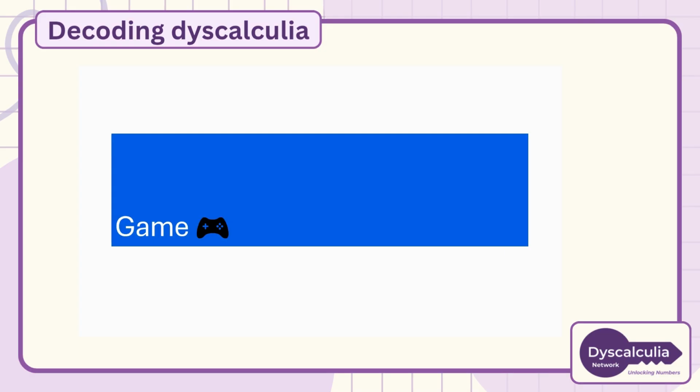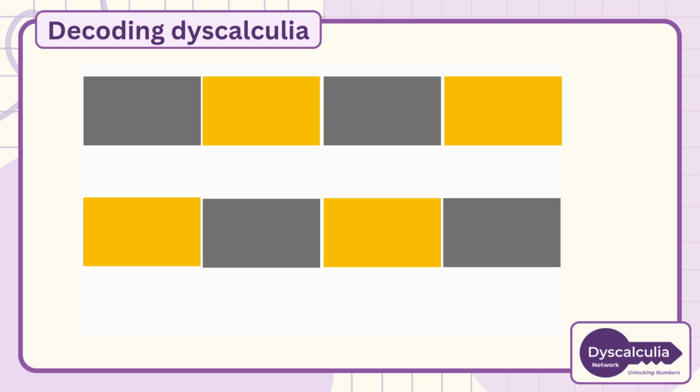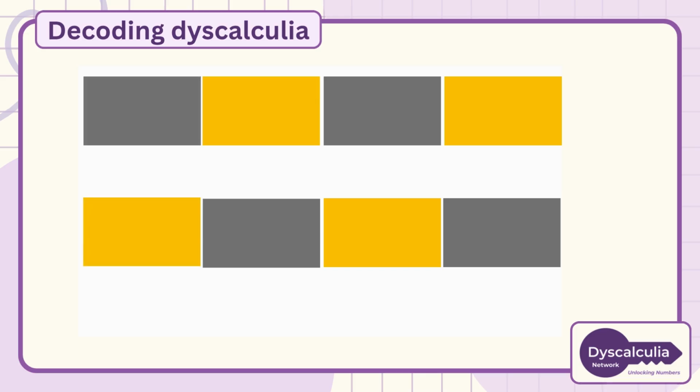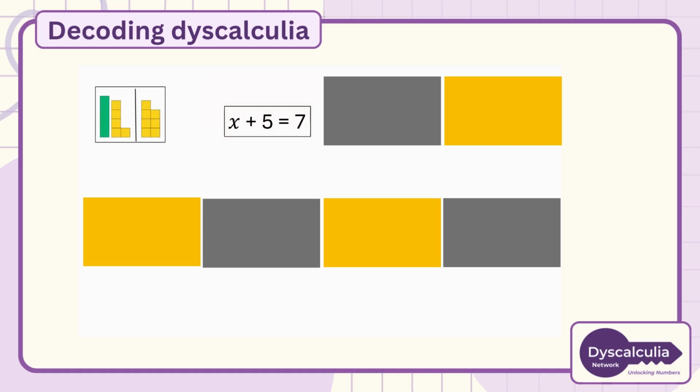Let's finish with a game to reinforce what we have learned. This is a classic memory game. Click a card to reveal what's underneath. The amber cards are equations. The grey cards are algebra tiles. Find the matching pair and keep it. If not, flip them back over. Keep going until all pairs are found.